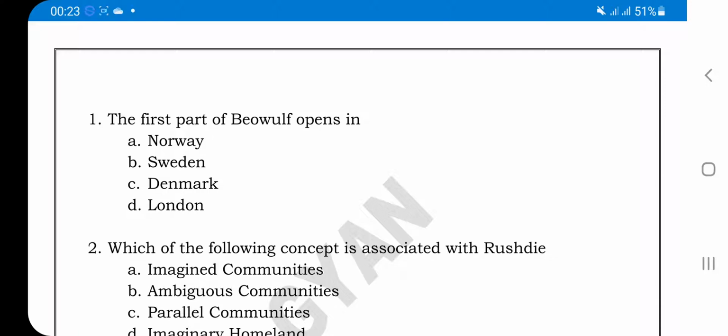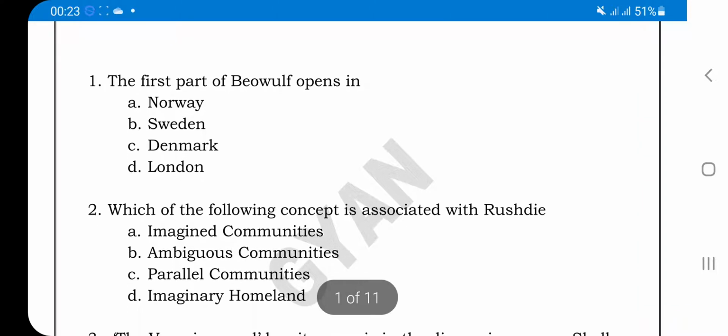Let's start with the first question. Comment the answers and let's see who gets first. The first one is: the first part of Beowulf opens in. The options are Norway, Sweden, Denmark, London.